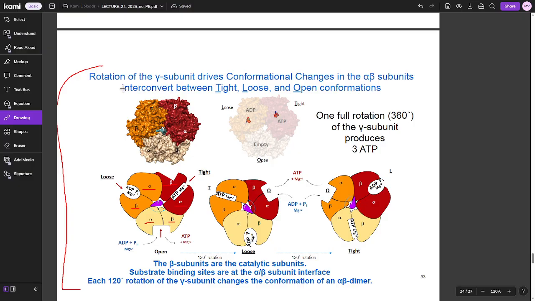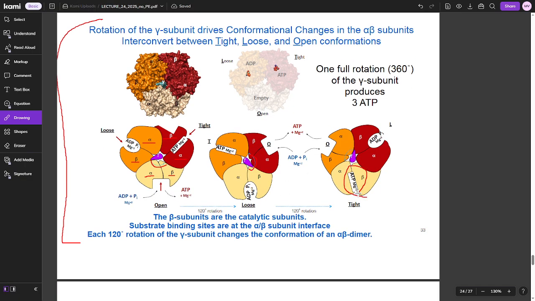So if we look here, let's start with this open one. A rotation of this gamma subunit changes the conformation of these alpha beta subunits so that they attach an ADP, Pi, and magnesium. Then another rotation happens, which leads to another conformational change, which changes this ADP, Pi, magnesium into an ATP and a magnesium. Then that rotates again, and this one leaves. And this happens in all three alpha beta pairs.